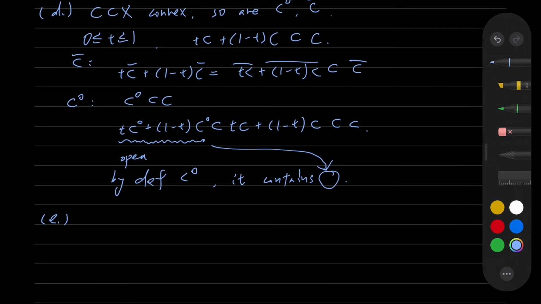Next, part E. So if a set B is balanced, we have an extra condition. If B is balanced, then the closure of it is also balanced. Furthermore, if the interior contains 0, then the interior is also balanced.